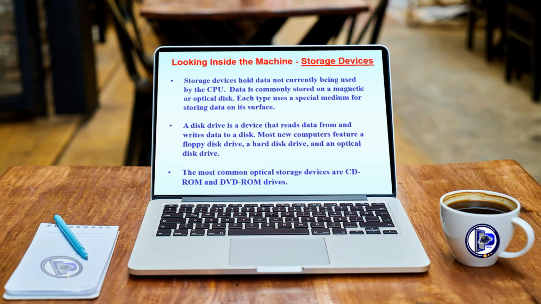Storage devices. Storage devices hold data not currently being used by the CPU. Data is commonly stored on a magnetic or optical disk. Each type uses a special medium for storing data on its surface. A disk drive is a device that reads data from and writes data to a disk. Most new computers feature a floppy disk drive, a hard disk drive, and an optical disk drive. The most common optical storage devices are CD-ROM and DVD-ROM drives.